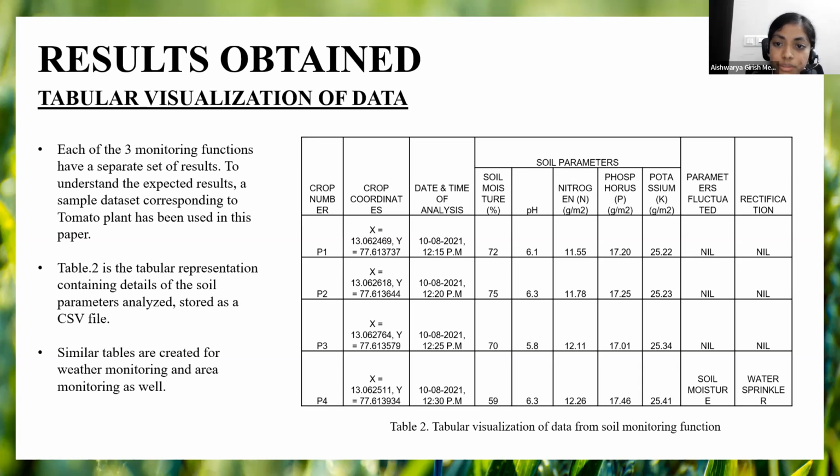So similarly, tables will be created for the other two monitoring tasks as well. The tables will usually contain details of the crop number, crop coordinates, date and time of analysis, the soil parameter details, and if any of the parameters have fluctuated, and a rectification that was done by the system.